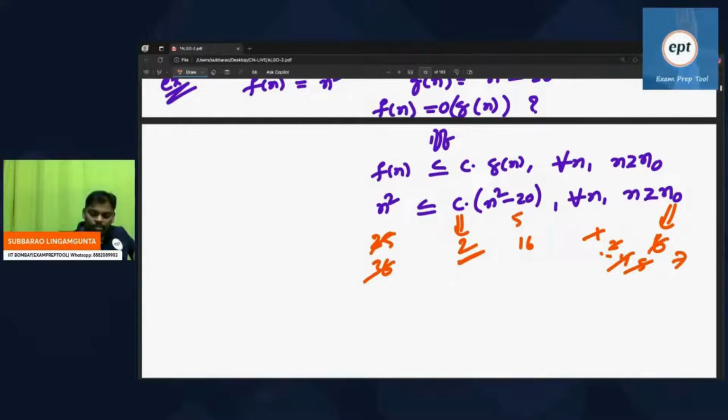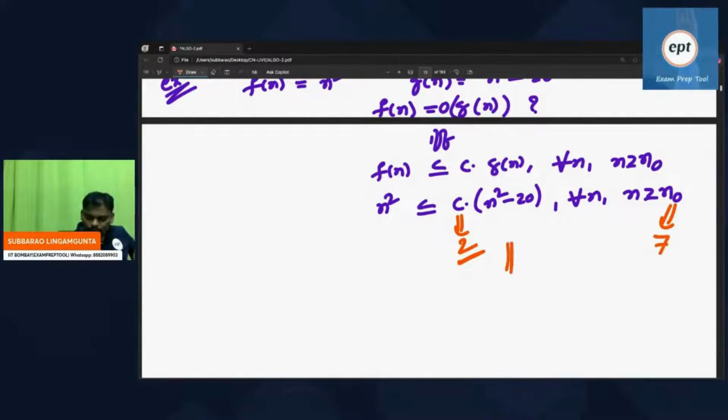Let's take 7. It is going to be 7 squared, 49. On the right, 49 minus 20 is going to be 29, and 29 into 2 is approximately 58. So I think from 7 onwards it is working. There may be so many pairs, but one pair I want to give: C is equal to 2, n0 is equal to 7. From 7 onwards, this relation holds good.